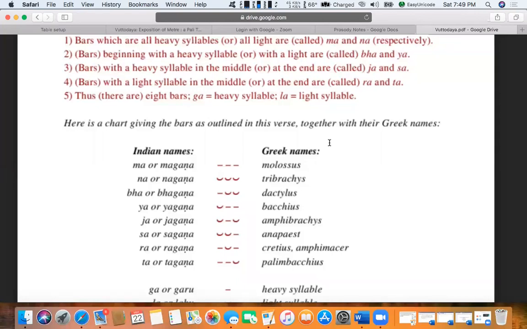Why are there only eight clusters or only eight ganas in prosody? That is the reason. There are only two types of syllables. So when we combine those syllables and make groups, we can only create eight. That is the reason for there being only eight groups, or only eight ganas, in prosody.